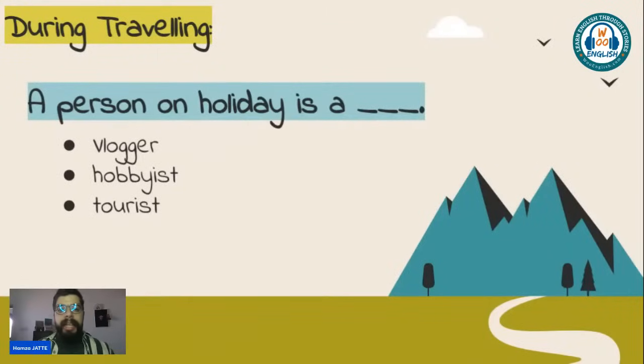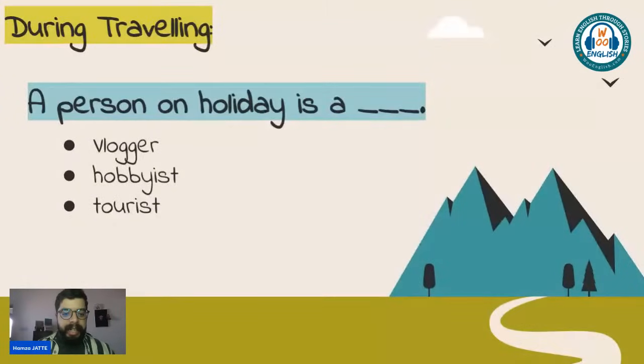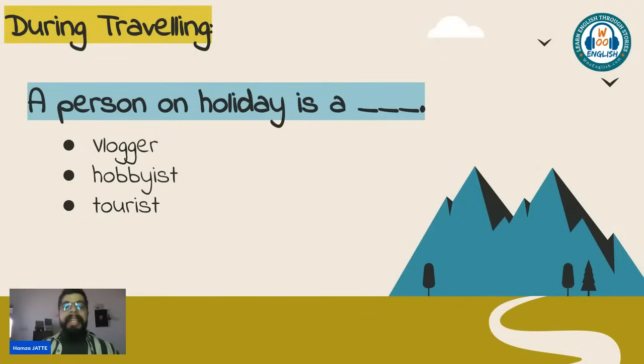All right. Let us now move to the next exercise. In the next exercise, what do we have? So this is during traveling. So while we are traveling, we will see here just a couple of words. So a person on a holiday is vlogger, a hobbyist, or tourist. So while we are traveling, what are we called? So if I'm visiting a new country or if I'm visiting a new city, what am I called? What am I called?